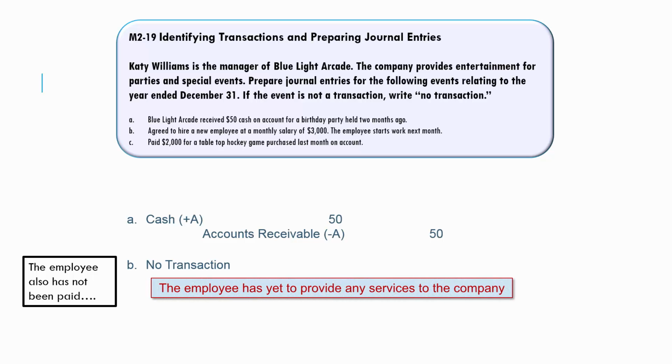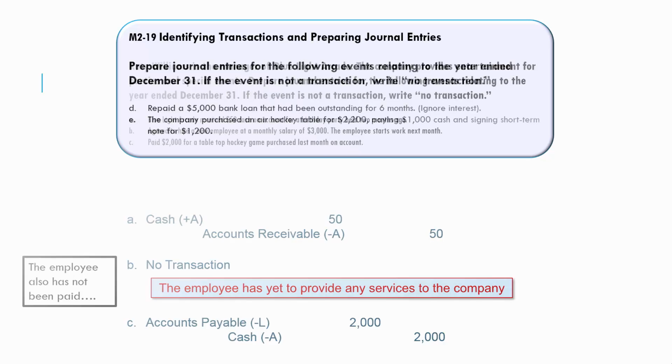On C, paid $2,000 for a tabletop hockey game purchased last month on account. Alright, we are paying, so that means cash is going to go down and cash will have to be credited. The question is, what is going down? What is the debit going to be? And the debit is going to be to a liability. And the reason why it's accounts payable is because of this. On account business. If you recall from our PowerPoints, we said when it says on account, it's accounts payable. So we are paying down a liability with this transaction.